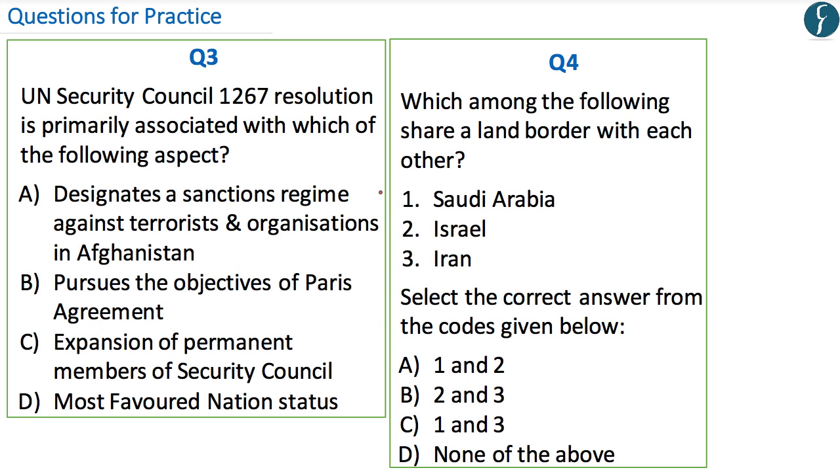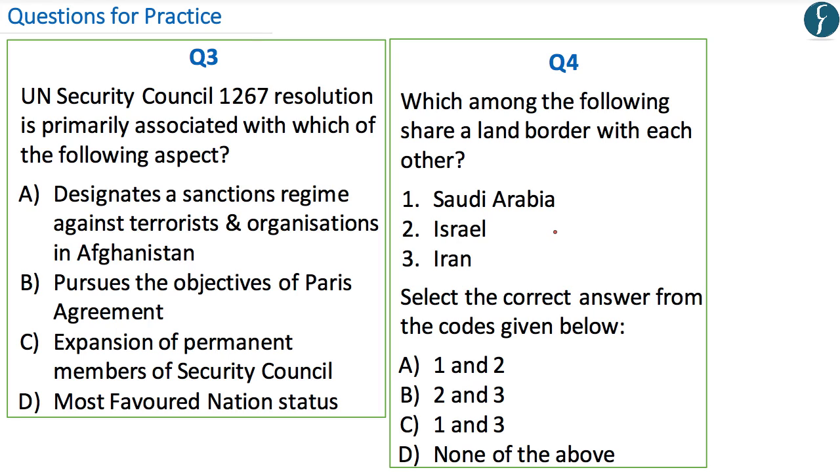Now there are 2 more questions for your practice, whereby question 3 reads, United Nations Security Council 1267 resolution is primarily associated with which of the following aspects? The first option is that it designates a sanction regime against terrorists and organizations within Afghanistan. The second option is that it pursues the objectives of the Paris Agreement. The third option is that it leads to the expansion of permanent members of the United Nations Security Council. And the last option is that it is associated with the most favored nation status.